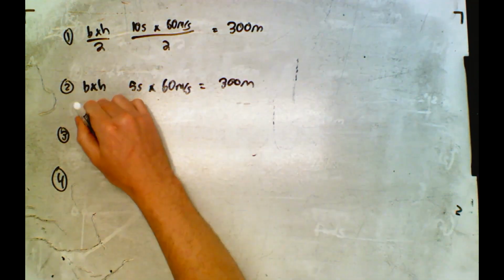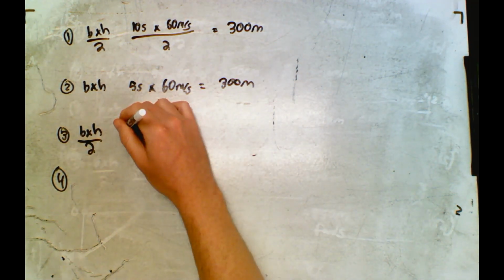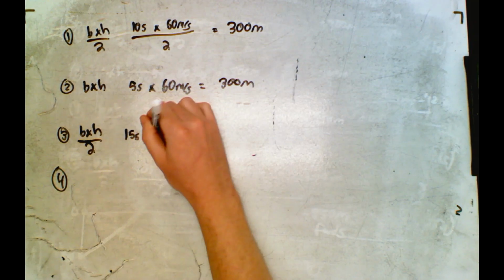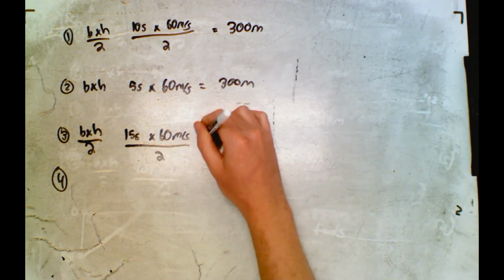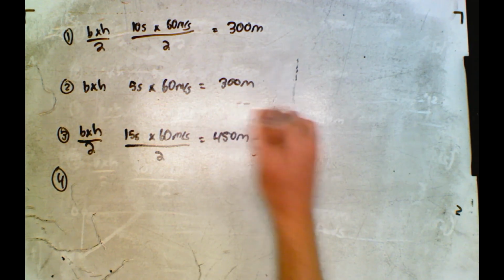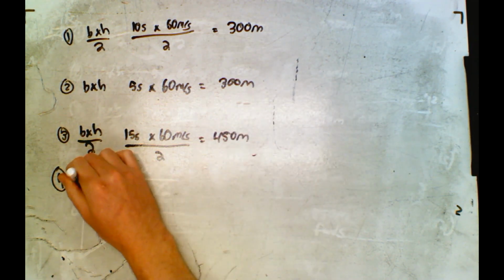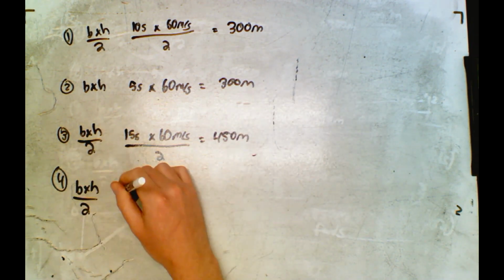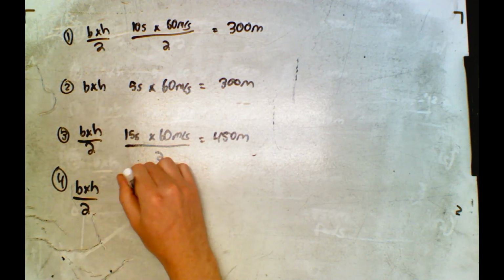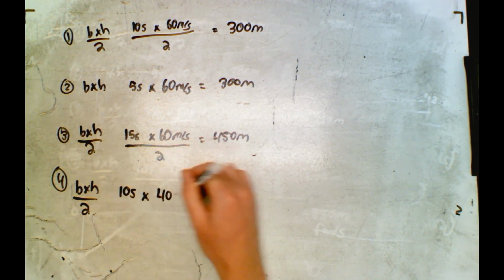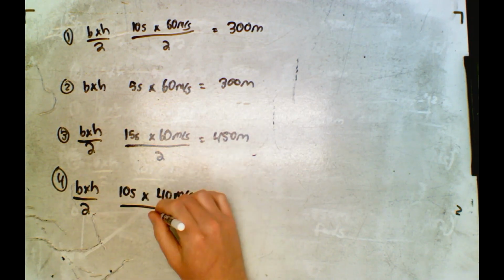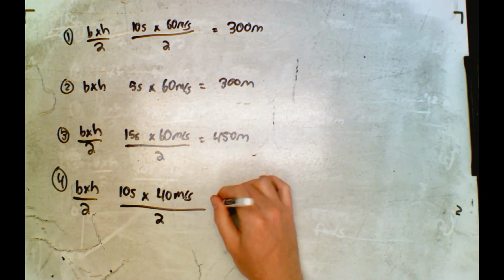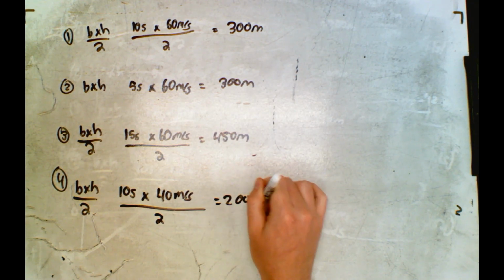My third one is a triangle. I said that my base was 15 seconds. My height is still 60 meters per second. I divide it by 2. So that's going to be 450 meters. And my last one, my base was 10 seconds. My height was 40 meters per second. Again, I'm not doing the negative because it's distance. I divide it by 2. That's going to be 200 meters.